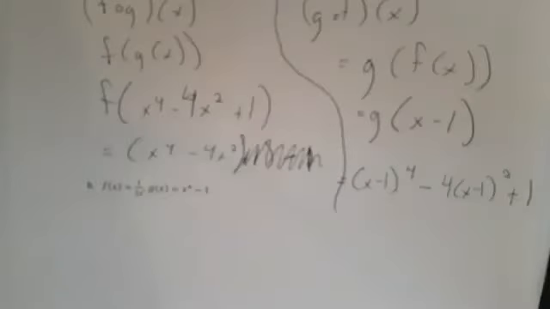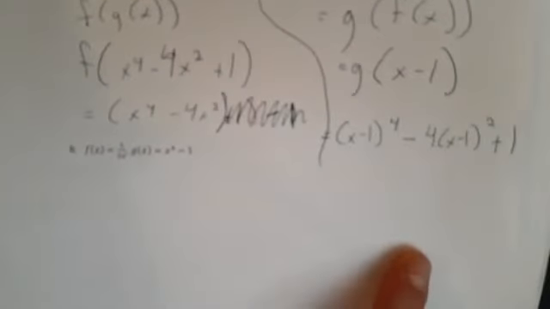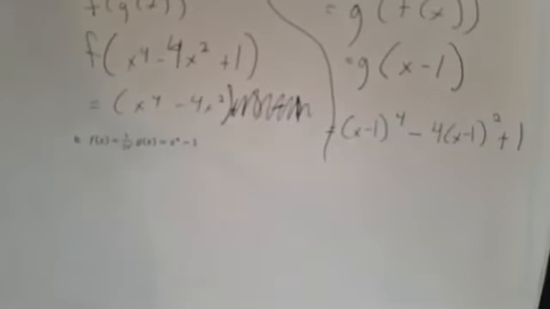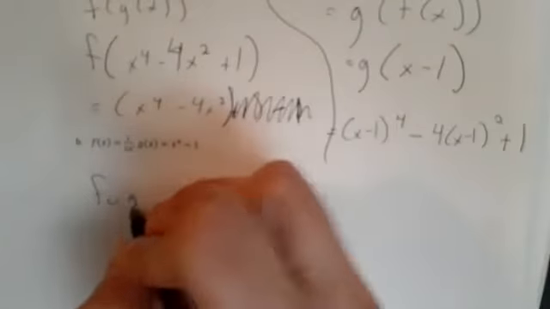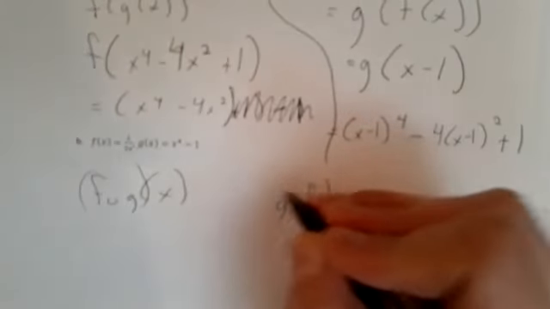Start recording this again. I have my f of x is 1 over 2x. I have my g of x is x to the fourth minus 1. And so I want to do f of g of x, and I'm going to do g of f of x.